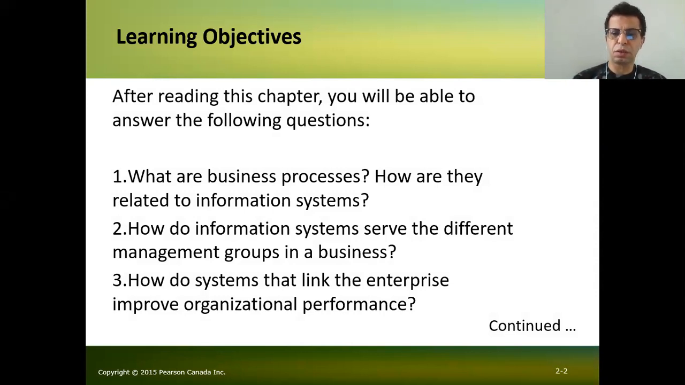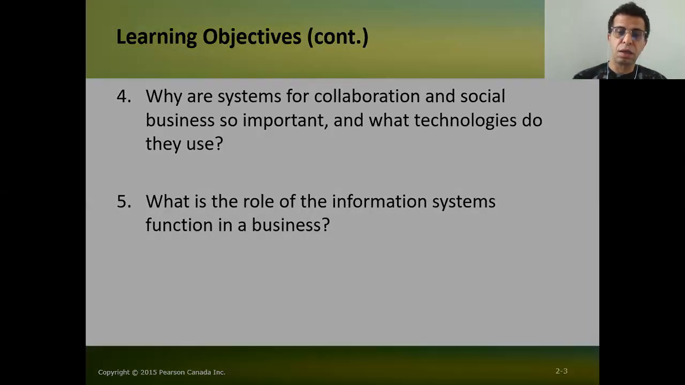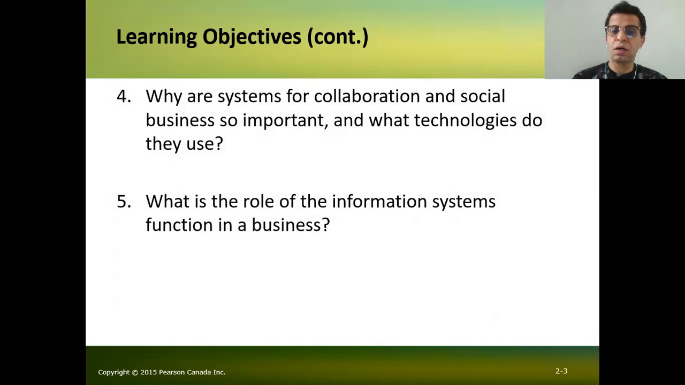What are business processes? How are they related to information systems? And how do information systems serve the different management groups in the business? How do systems that link the enterprise improve organizational performance? And why are systems for collaboration and for social business so important? And what technology do they use? What is the role of the information systems function in business?